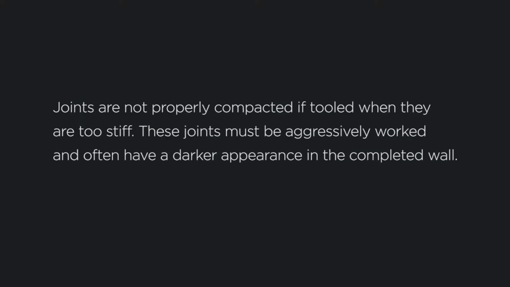If the mortar is allowed to become stiff before tooling, the joint surface will not readily yield to the pressure of the joiner, and friction developing between the metal joiner and the mortar joint will result in a dark, streaked surface. Joints are not properly compacted if tooled when they are too stiff. These joints must be aggressively worked and often have a darker appearance in the completed wall.